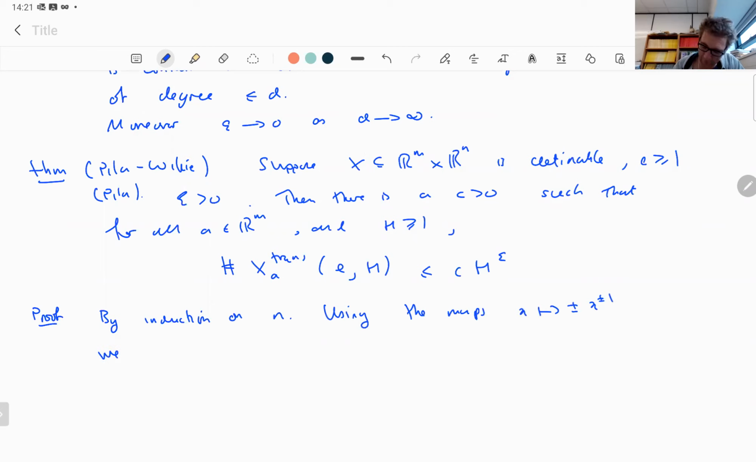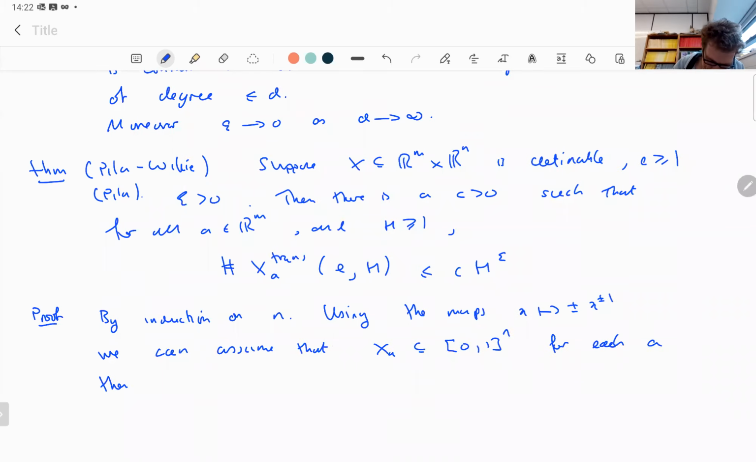We can assume, so these preserve rational points of height at most H, or algebraic points of degree at most e and height at most H. So we can assume that x_a is contained in, so these get us into the closed box for each a, and then if they meet the faces, we can just use induction.